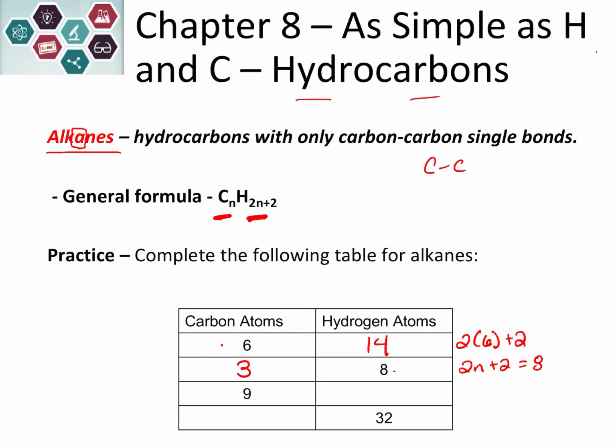Let's go ahead and pause your video and see if you can solve the last 2 examples. All right, your last 2, you should come up with 2 times 9 plus 2 is equal to 20. Last one, 2n+2 equal to 32. n is going to be 15.